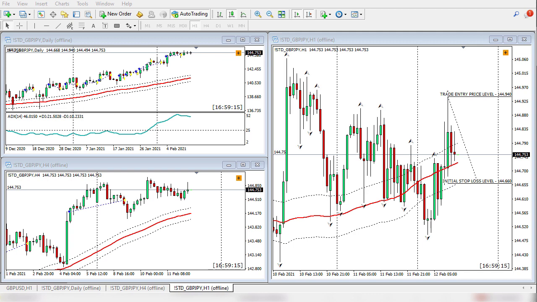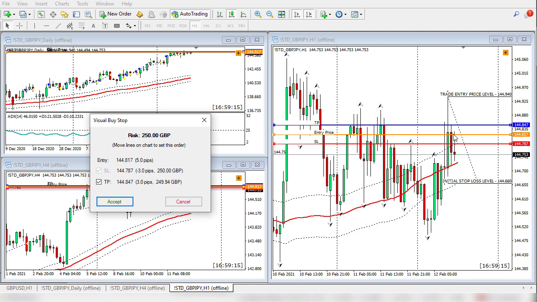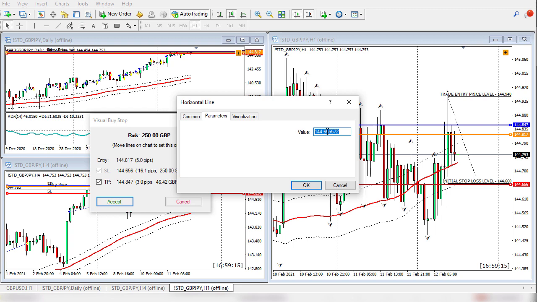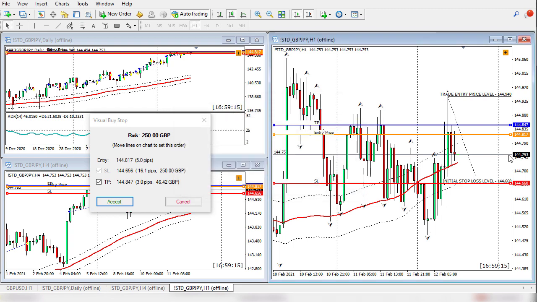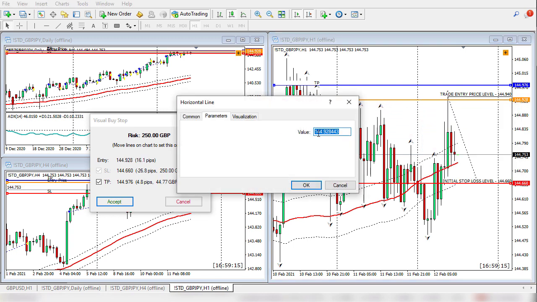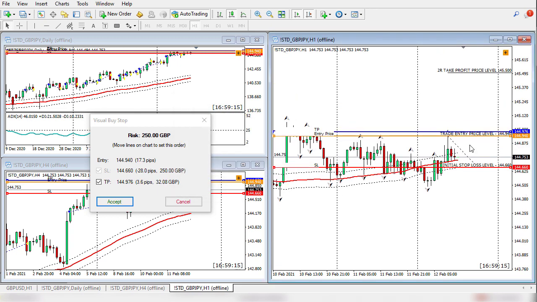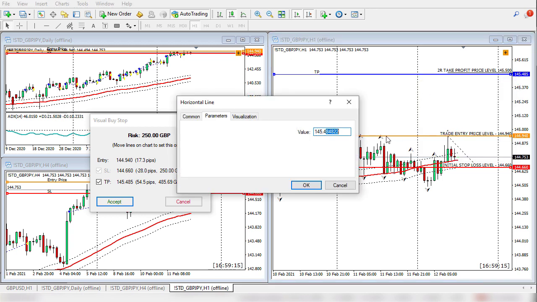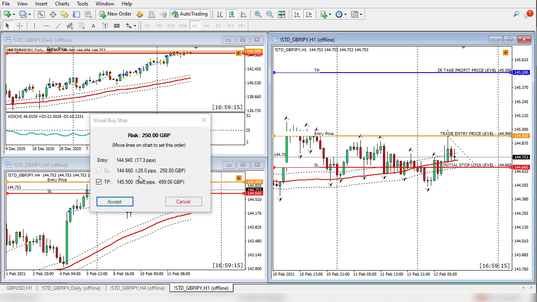So, buy stop pending order, 250. And since we're using the visual mode, our stop loss is going to be placed at the 144.66 price level. Our trade entry is going to be at the 144.94 price level. And then last but not least, our profit target is going to be at the 145.50 price level. Now you can see that we're risking 28 pips and we're aiming for 56 pips as our profit. So we're risking 1 to make 2.